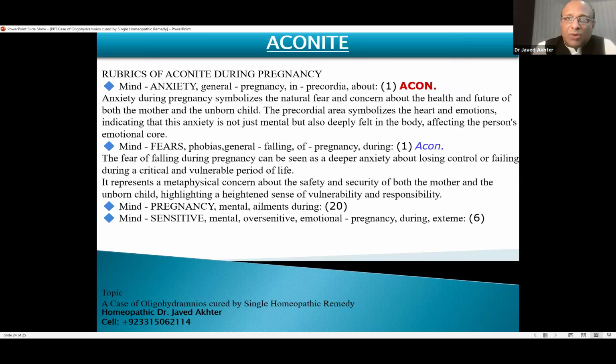What is the meaning of this precordia? Precordia is basically the region of the heart. It is the chest region. This is precordia. This is the anxiety during pregnancy. It symbolizes the natural fear and concerns about the health and the future of both the mother and the unborn child. The precordial area symbolizes the heart and emotion, indicating that anxiety is not just mental but also deeply felt in the body, affecting the person's emotional core.